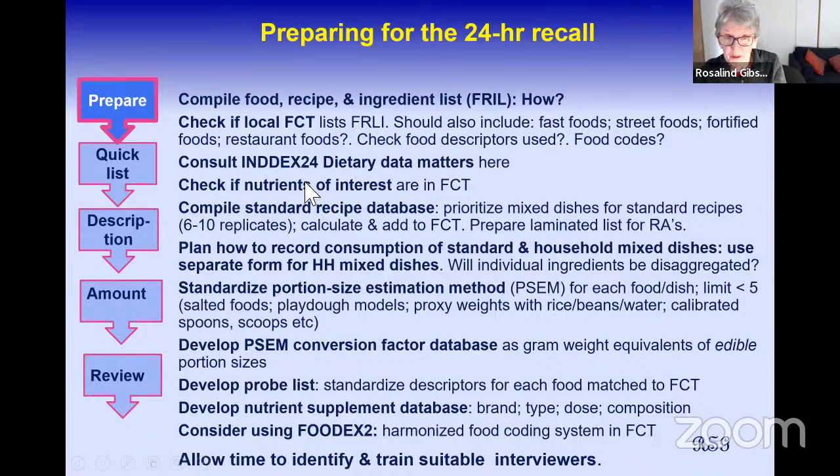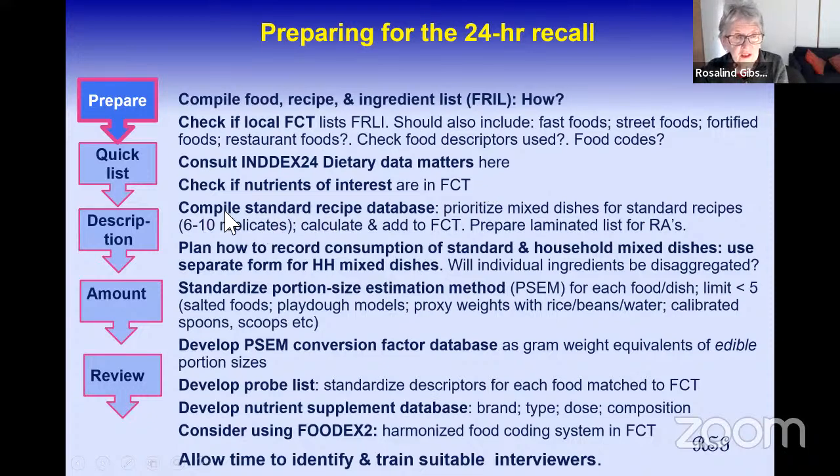The other thing you have to be concerned about is whether your food composition table actually contains the nutrients of interest. Maybe it doesn't contain, for instance, values for zinc, and you're interested in the zinc intakes of your respondents. Then that means you're going to have to find and add those zinc values to your food composition table before you even start the survey. So checking on the nutrients of interest in your food composition table is very important.